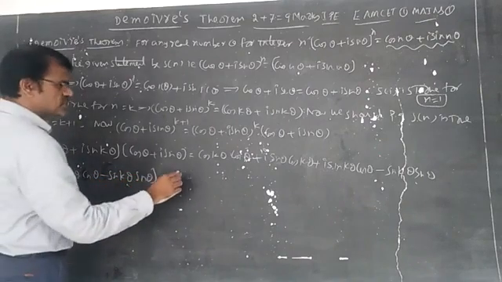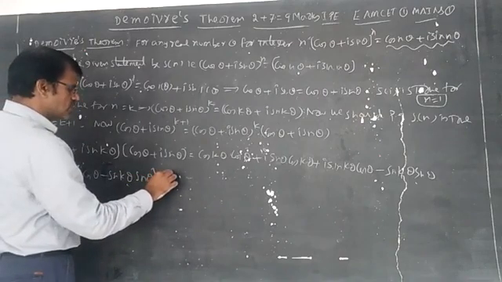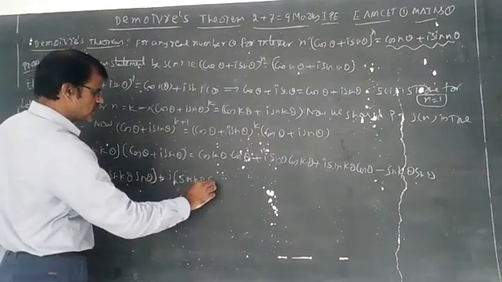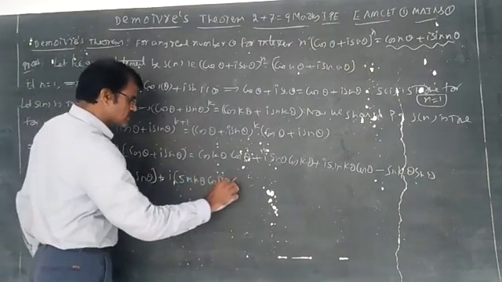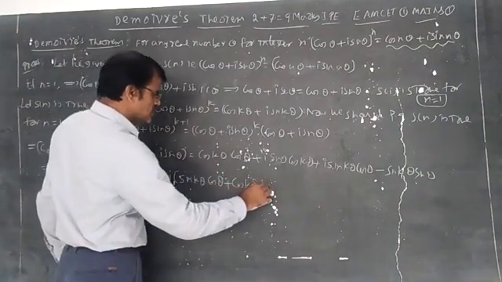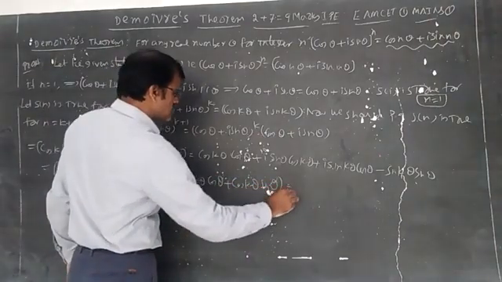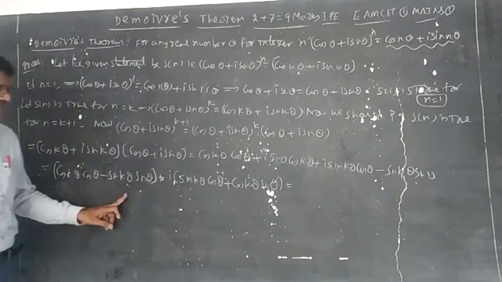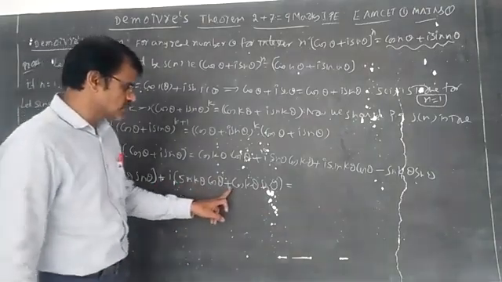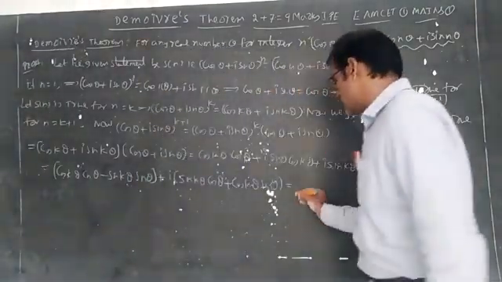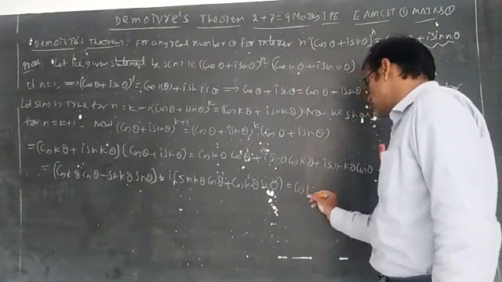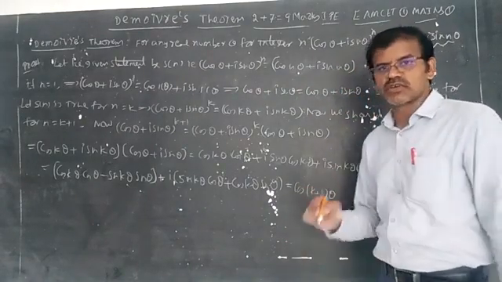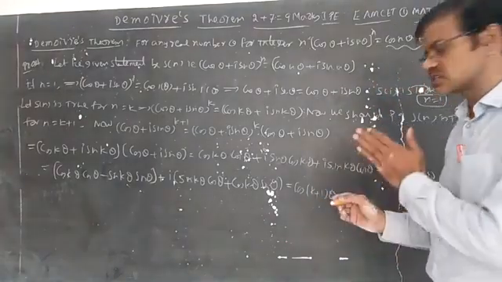Within the bracket, write the first and last terms, taking i common. Now you can write this as sin k theta cos theta plus cos k theta sin theta. This is of the form cos A cos B minus sin A sin B, and this is of the form sin A cos B plus cos A sin B. So cos A cos B minus sin A sin B becomes cos of A plus B. You can write here cos of (k plus 1) theta, or cos (k theta plus theta).